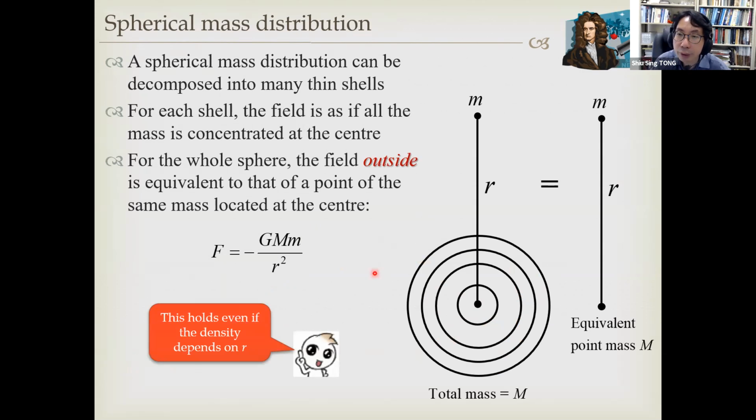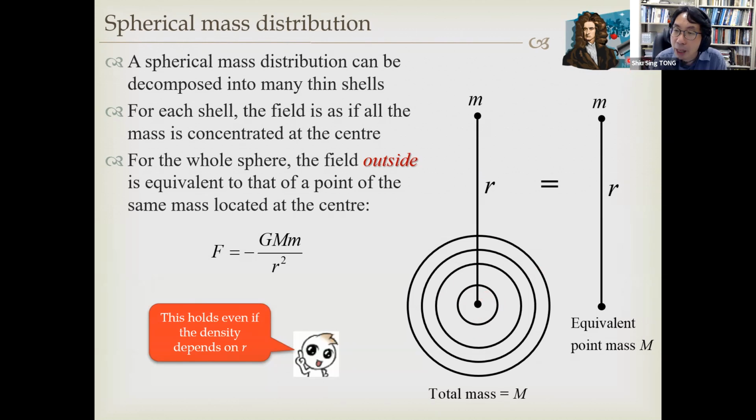Now I will finish this part before letting you have a break. Now I'm done with one shell. For one shell, I know how to calculate the force inside and outside. The force inside is 0. The force outside is the same as if the shell is a point mass. So how about a spherical mass distribution? Imagine the spherical mass distribution can always be thought of as a superposition of many, many thin shells added together to form a spherical object.